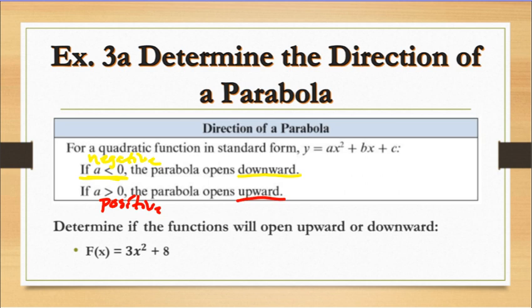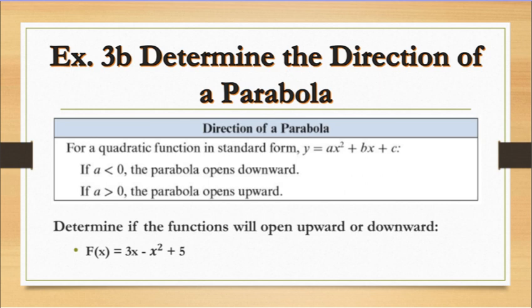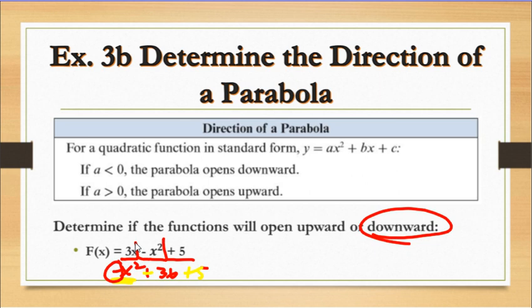So let's look at the functions we have here. Function of x equals 3x squared plus 8. 3 is positive, so it will open upward. Next one, the leading coefficient. Here you have to make sure you're looking at the biggest degree. I have to put this in order. So if I put them in order, it'd be negative x squared plus 3x plus 5. Since the leading term, our x squared, is negative, it has to open downward. So it's very important that you read and make sure that the biggest degree is first.